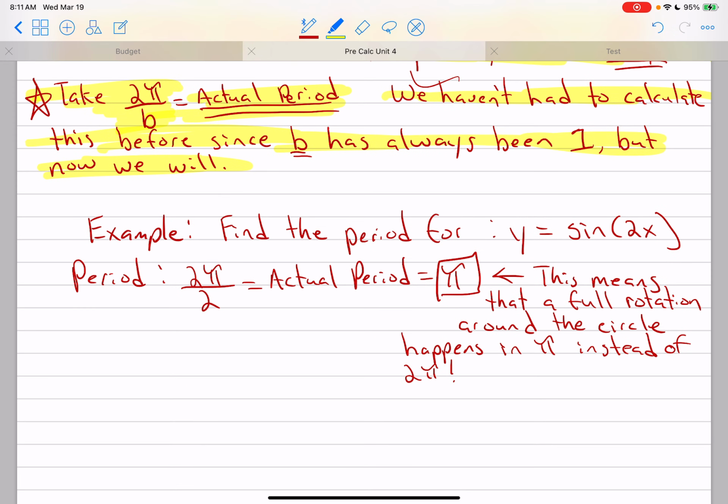All right, so let's take an example of this. So find the period for y equals the sine of 2x. So you're like, okay, well, I know to calculate the period, I have to take 2 pi, always, and divide it by 2. That's going to give me the actual period. So in this case, 2 pi divided by 2, the actual period of this is going to be pi. So this means that a full rotation around this circle happens in pi instead of 2 pi.